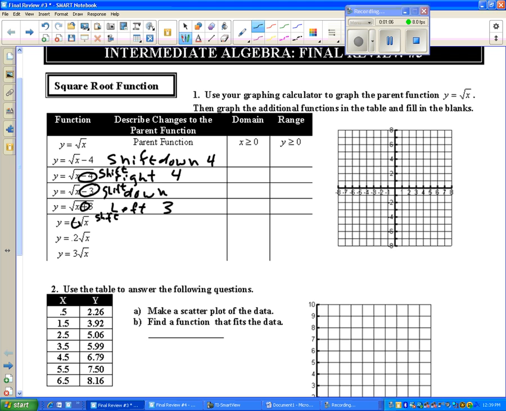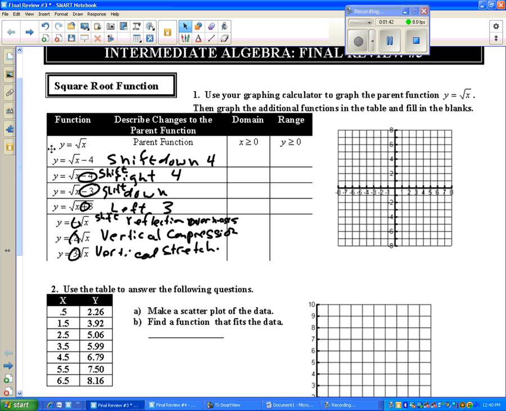The negative in front tells me that I want to do a reflection over the x-axis. 0.2 in front tells me I want a vertical. Since it's between 0 and 1, it's a vertical compression. 3 is greater than 1, so this is a vertical stretch.